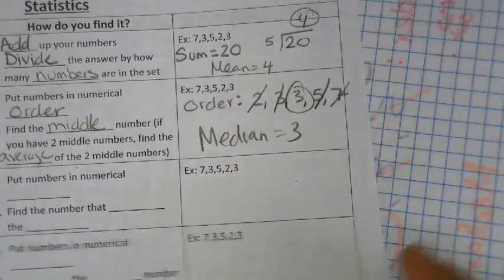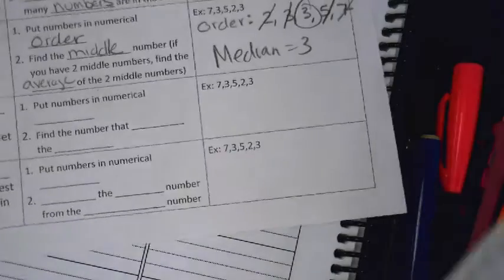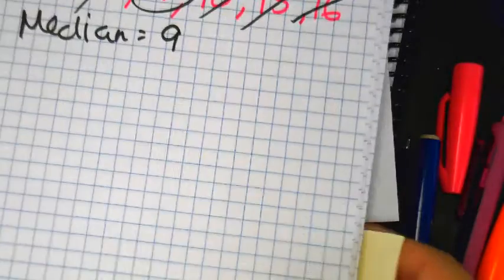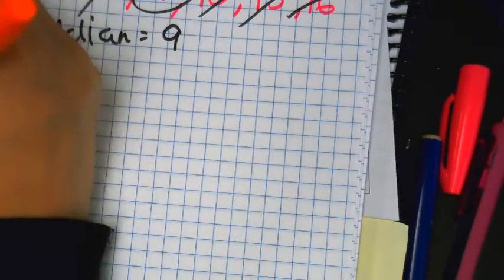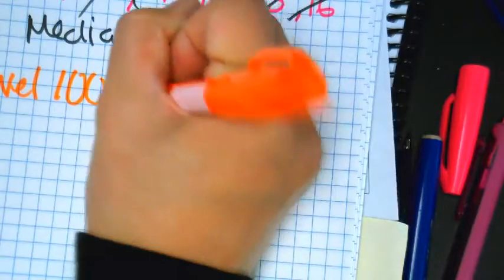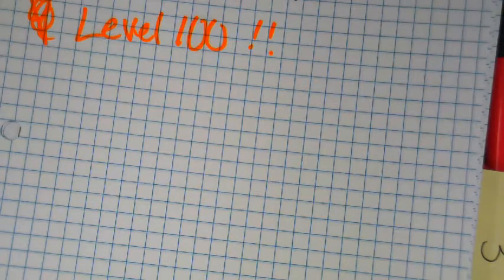All right. So just flip open to your notebook. We're going to glue this in. We're going to do some of the worksheet in the back in a second. Right now we're just switching to your notebook, and we're going to do level 100. Are you guys ready for level 100? I love the enthusiasm.